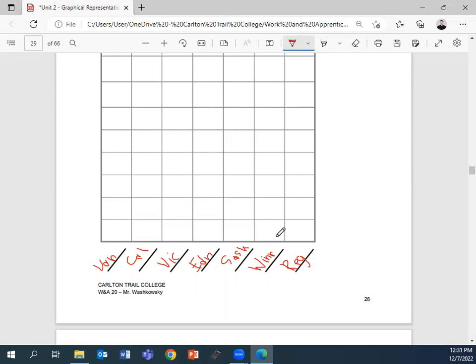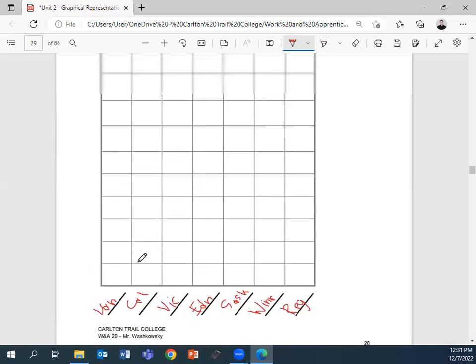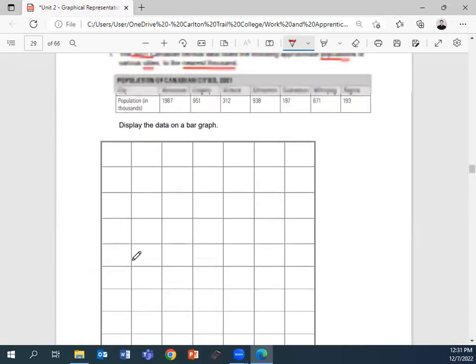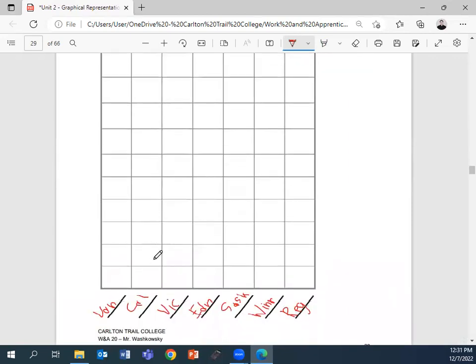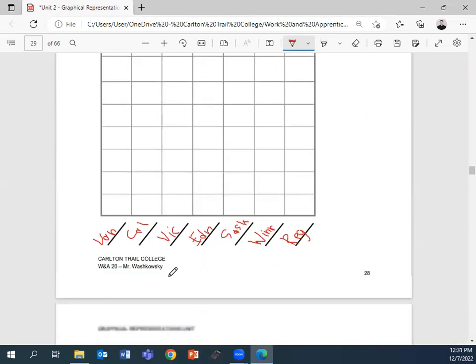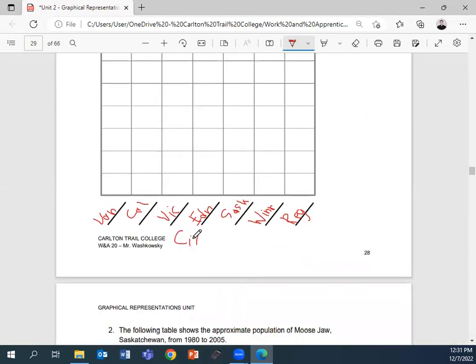So this is actually a little bit easier than the other one because you don't really need to set a scale down here. We just kind of need to put the bars there. That's it. We just need to label this column Victoria, this column Calgary, this column Victoria. So it's actually a little bit easier in that regard. The only thing we need to pay attention to, so first off, this is our cities, label that.